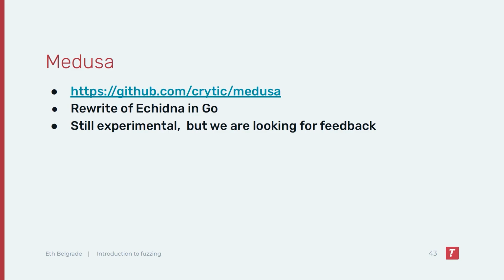You might have heard of Medusa. Medusa is our second smart contract fuzzer. TLDR, we are taking all the lessons learned that we have acquired by building Echidna, and we are rewriting our fuzzer in Go. It's still experimental, it's still a bit behind Echidna in some of the features, but in a couple of months, we will be able to do the switch. If you like to try experimental software, please try the beta version and give us feedback. We are trying to make it as usable and as performant as we can.